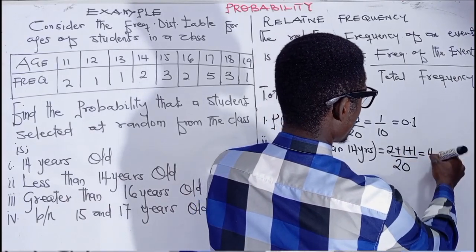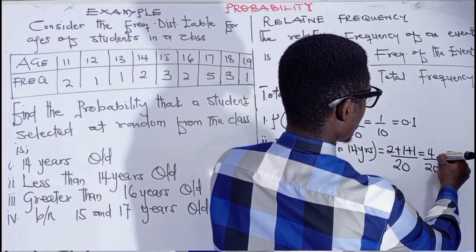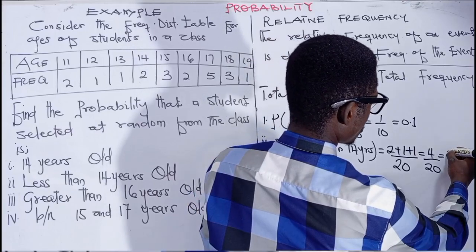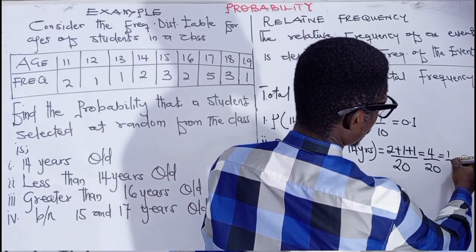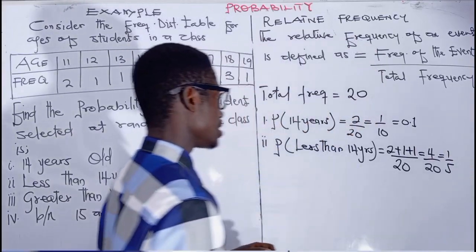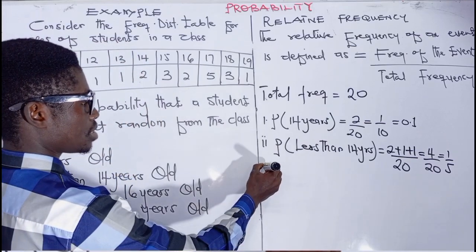This will give us 4 all over 20. And finally, we have what? 1 all over 5. As easy as that. Let's look at the third one.